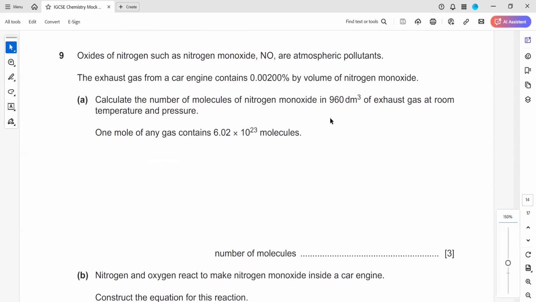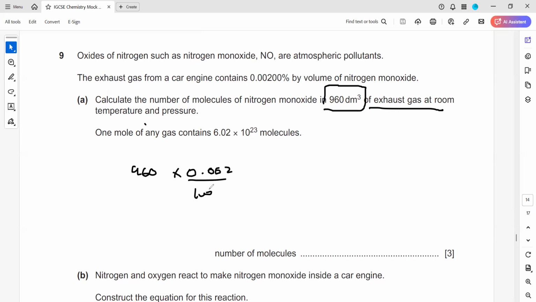Oxides of nitrogen, such as nitrogen monoxide, are atmospheric pollutants. The exhaust gas from a car engine contains 0.002% by volume of nitrogen monoxide. Calculate the number of moles of nitrogen monoxide molecules in 960 decimeter cube of the gas. First we find the volume of nitrogen monoxide in this exhaust gas. So it is 960 times 0.002 divided by 100, because we are finding 0.002% of this value.